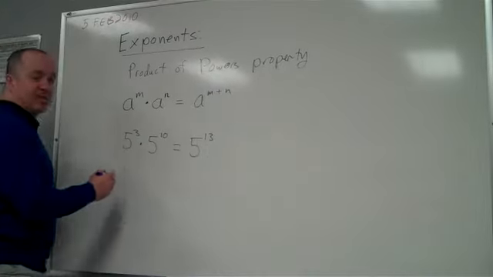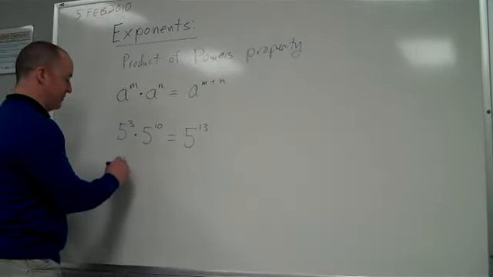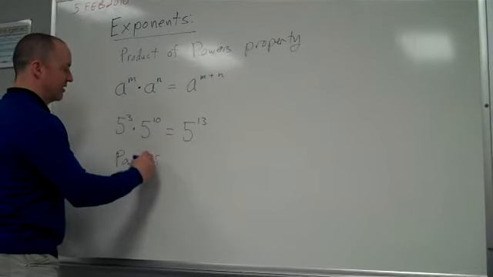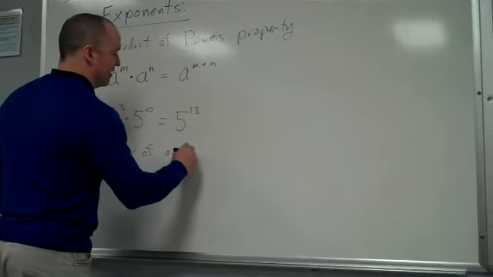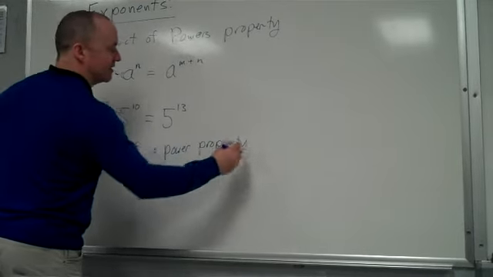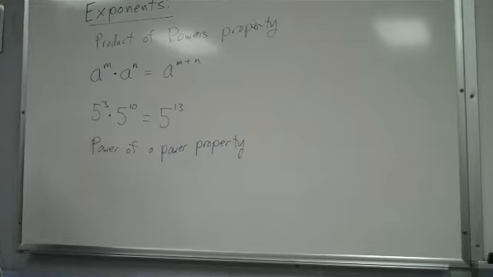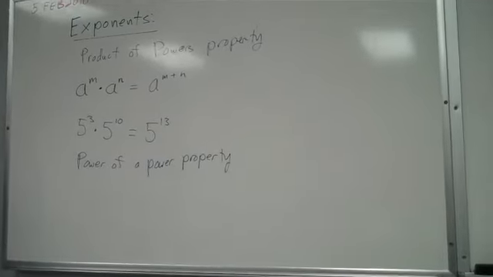Now, are you ready for this one? This is what your book calls the power of a power property. P-O-O-P-P. Mr. Belleville, yes. It says it has low battery. It went to the red zone. Okay, we'll see how long we can get this going. POAP. Power of a power property.